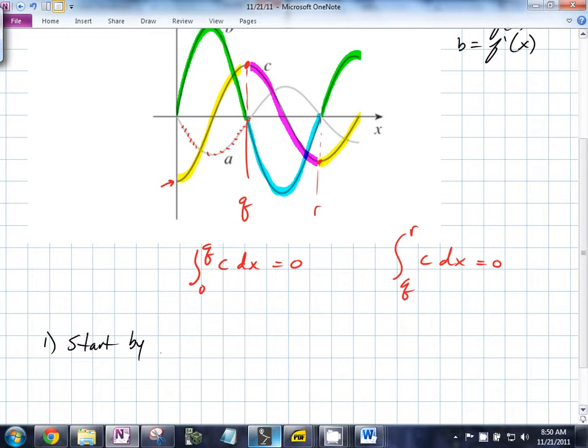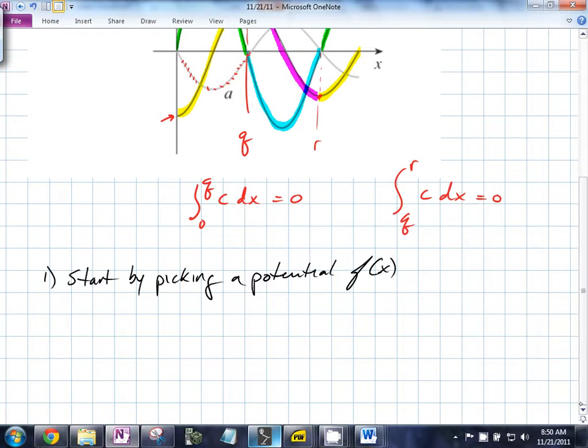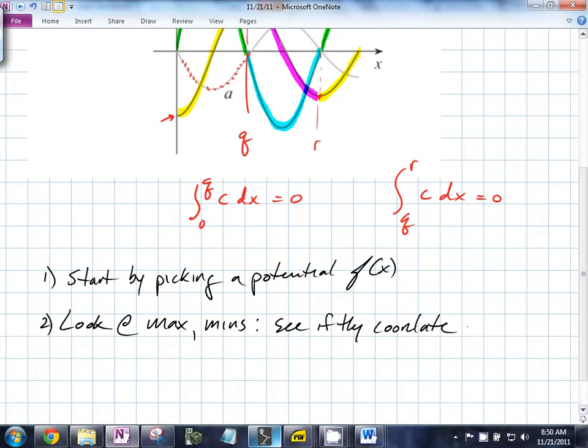Yeah, we'll start by picking a potential f of x, right? And then what were the good values to look at? Look at max and mins. See if they, and then what do we look? We see if they what? Correlate, right? Correlate, yes. Exactly. See if they correlate.